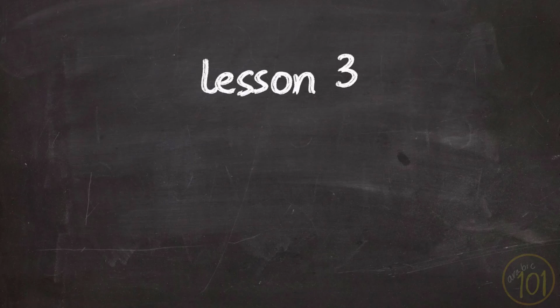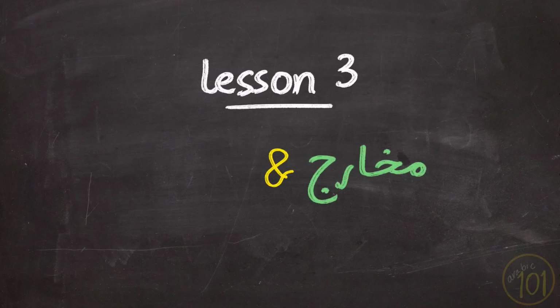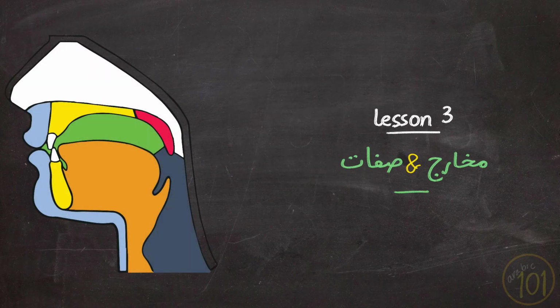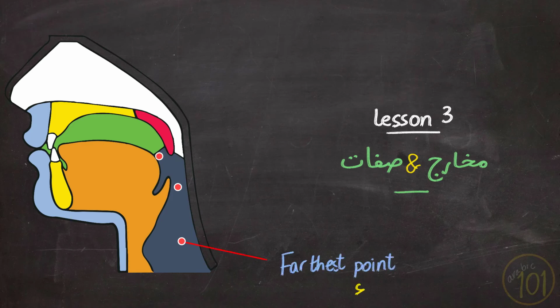This is Lesson 3 of Makharij and Sifaat series. In Lesson 2, we started tackling the second area of articulation, which is the throat. Al-halq. The throat has 3 articulation points. The farthest point, from which come hamza and ha. These 2 were discussed last lesson. Then we have the middle point and the nearest point.